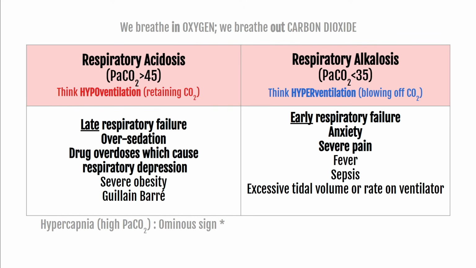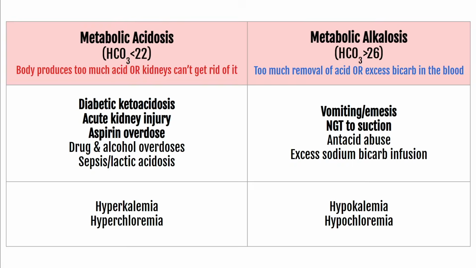So remember, hypoventilation, you're retaining CO2, you'll have a respiratory acidosis since carbon dioxide is an acid. And in hyperventilation, you're blowing off all that excess CO2. So you won't be left with a lot, and you'll have respiratory alkalosis. Now in metabolic acidosis, either your body produces too much acid or your kidneys just can't get rid of that acid. So in acute kidney injury, your body is not able to get rid of excess acids, so they stay in your system and they cause metabolic acidosis.